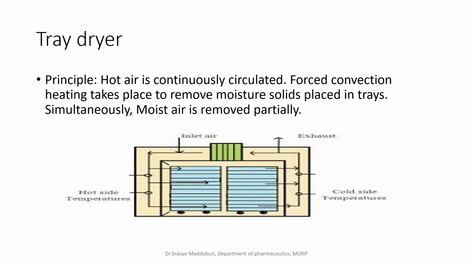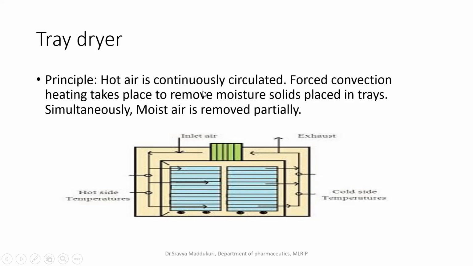The principle here is very simple. It is forced convection and conduction. Conduction takes place where your trays get heated by the hot air that you are passing. That is conduction. Solid metal is getting heated up. And forced convection is there because a fan inside forces the hot air to circulate in the whole equipment. So that is forced convection.